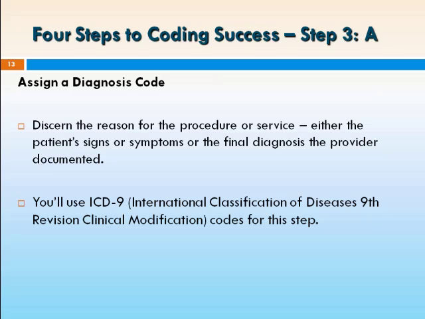On slide 13, we're going to move to step 3, which is the A, assign a diagnosis code. You need to scour the documentation. Again, we always go back to step 1, which is look at the medical record. You'll scan the documentation and discern the reason for the procedure or service. Basically, you're going to choose a code or codes, you can have more than one diagnosis code, that explains the reason for and justifies the medical necessity of the procedure or service your physician performed. Every procedure must have a diagnosis code associated with it.